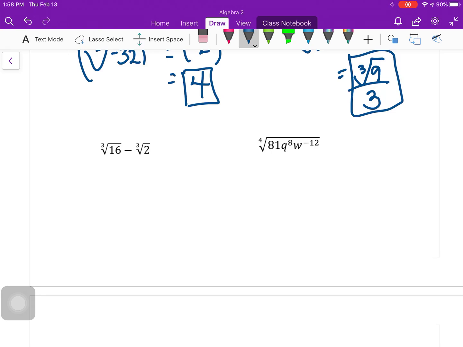The cube root of 16 minus the cube root of 2. Let's see, this would be the cube root of 8 times 2. The cube root of 8 is 2, so this is 2 cube root 2 minus 1 cube root 2, which would be 1 cube root 2.